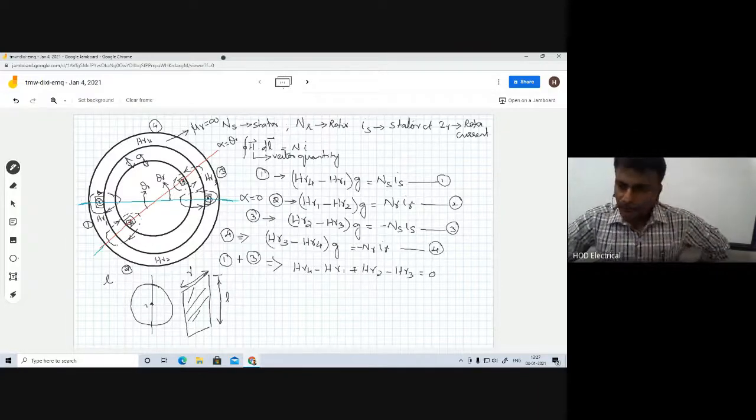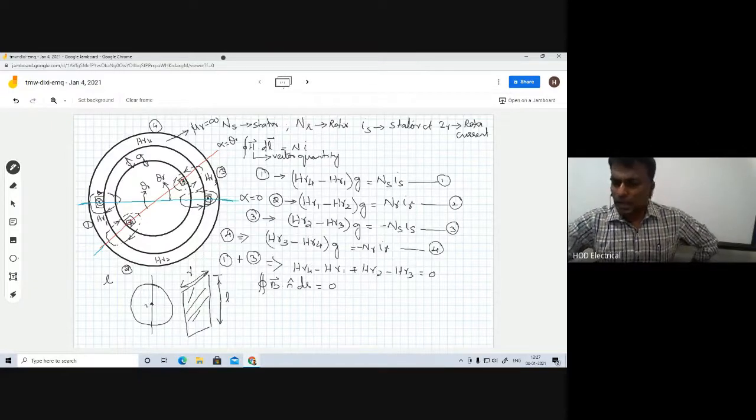So now, how can we write this in terms of magnetic flux density? How to write this magnetic flux density? It is very important. According to Gauss's law, the surface integral of B vector dot n cap into ds is equal to 0.